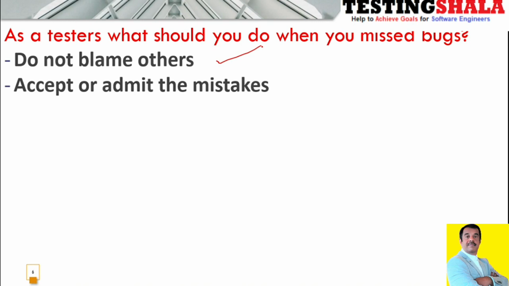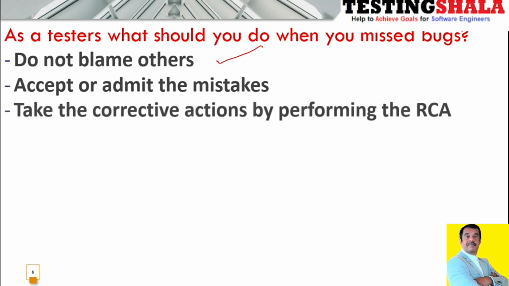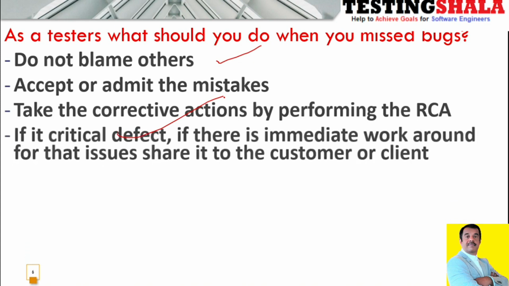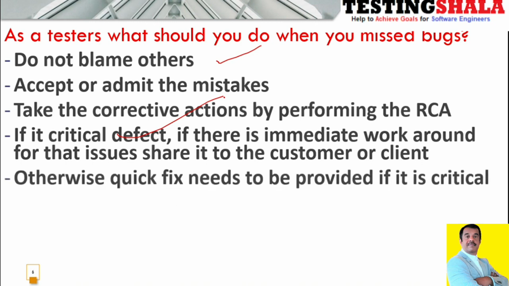And the second thing is, if possible, try to admit the mistake or accept that mistake. Next, see what corrections we can make as part of these mistakes. Because if this is causing a major problem to the client, then you should make an immediate course correction. By performing root cause analysis, immediately you should provide a workaround or a fix for the customer if it is a critical defect. That is the first thing we should do as a tester, by talking to the development team.